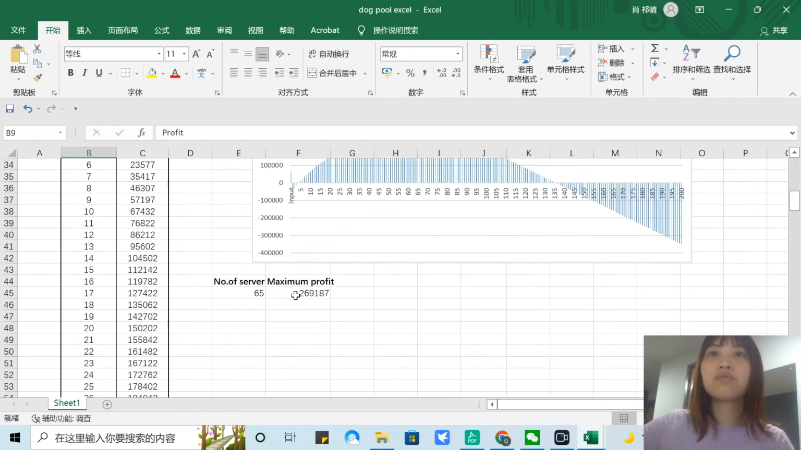I use the max formula to find the maximum profit. Accompanied with the max formula, we know that to gain this profit, we should add 65 servers per month.